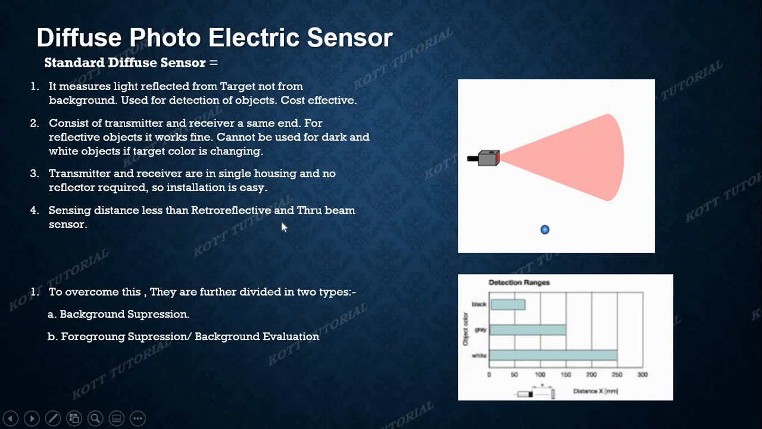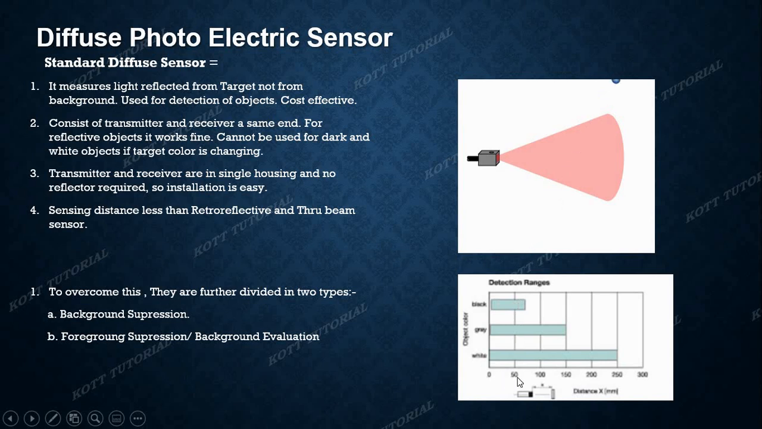Sensing distance is less than retroreflective and through beam. In a further video lecture I will explain all about retroreflective and through beam. For understanding purposes, let us just understand that sensing distance is less than retroreflective and through beam. Now, in this chart we can see the working of a standard diffuse sensor.